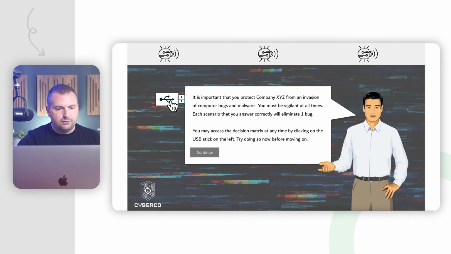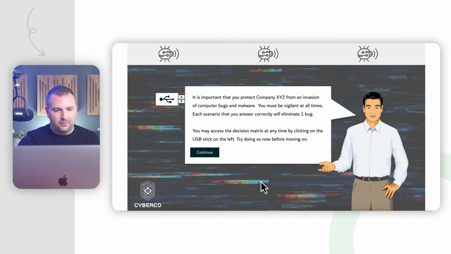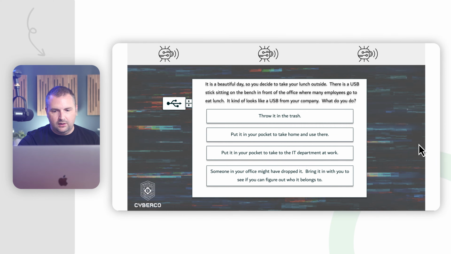So what Athena did here is we click here, and we get this fun little decision guide. What I like about this is it's a great example of integrating performance support into e-learning. So we can reference this. Maybe it's something that could be downloaded or printed that we can save. We have this decision tree on where did we get this USB: we found it, work, home. I'm sure we'll reference this as we go through the scenario. So I'll click return here. We'll come back to this in a moment. We'll continue on and get into our first scenario.